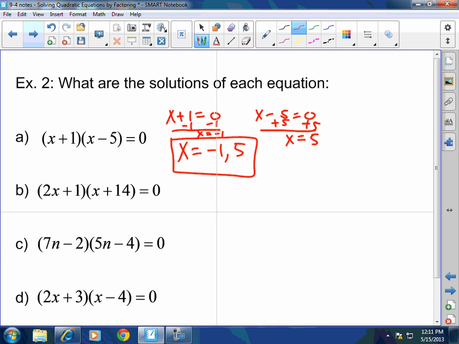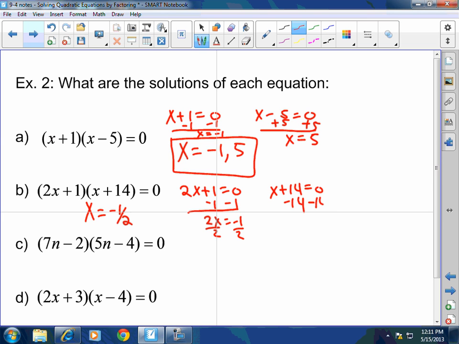Number 2. What are the solutions to this equation? I have to set 2x plus 1 equal to 0 and x plus 14 equal to 0. So subtract 1 from both sides. 2x equals negative 1, divided by 2. So x is going to equal negative 1/2. And subtract 14 from both sides. x is also going to equal negative 14. So my solutions are negative 1/2, comma negative 14. Those are my solutions.